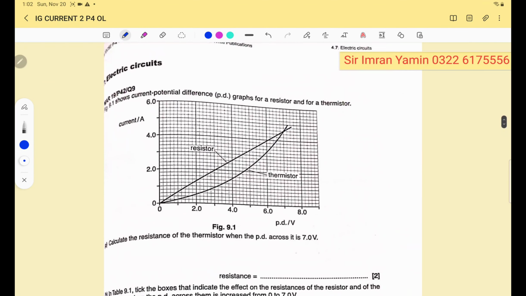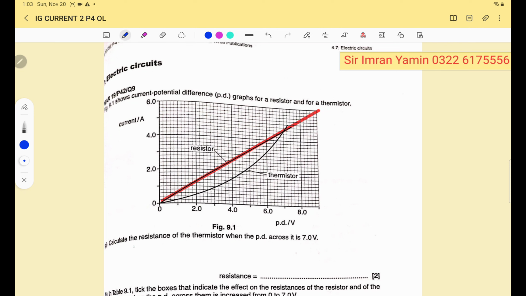And now the last question of today's class, question number one. In this question, you can see the resistor graph is a straight line, and the graph of the thermistor turns towards the current axis. We have always studied the graph of a lamp, in which the graph turns away from the current axis. But the thermistor graph turns towards the current axis. Okay, now let's start the question.